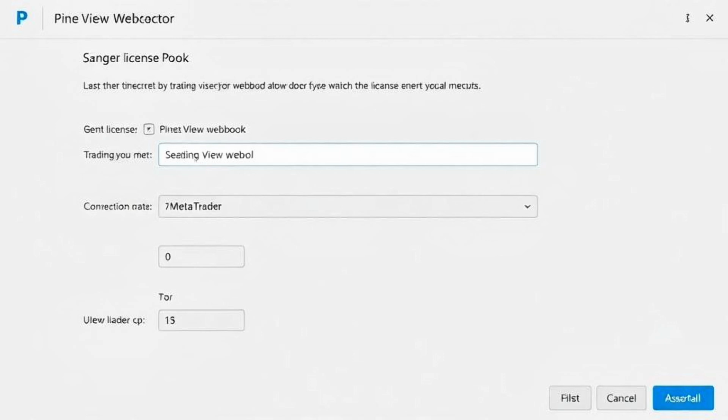Next is the setting up and the webhook bridge. So the setup process involves entering your PineConnector license key and configuring the webhook URL in the TradingView. So the connection between TradingView and MetaTrader is established through their servers.